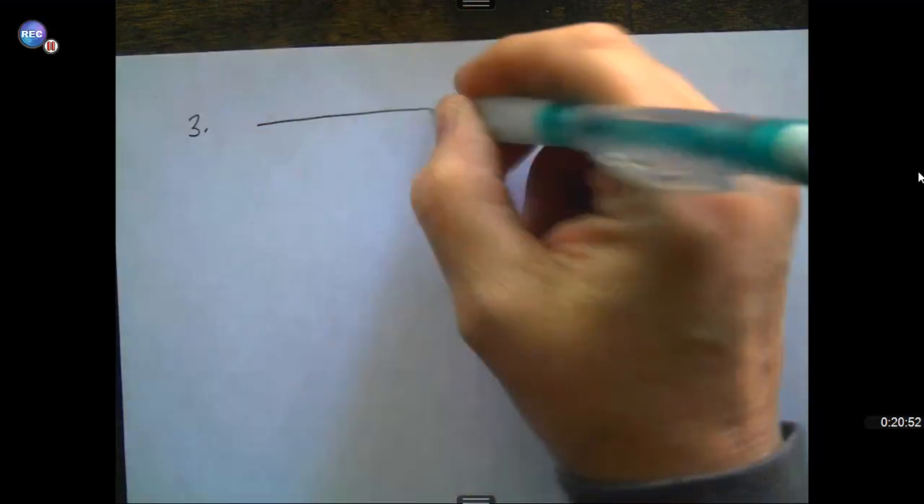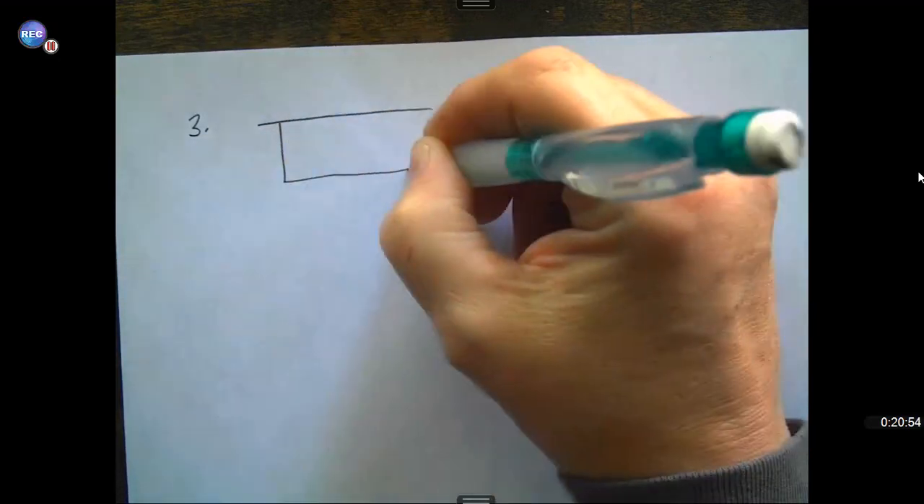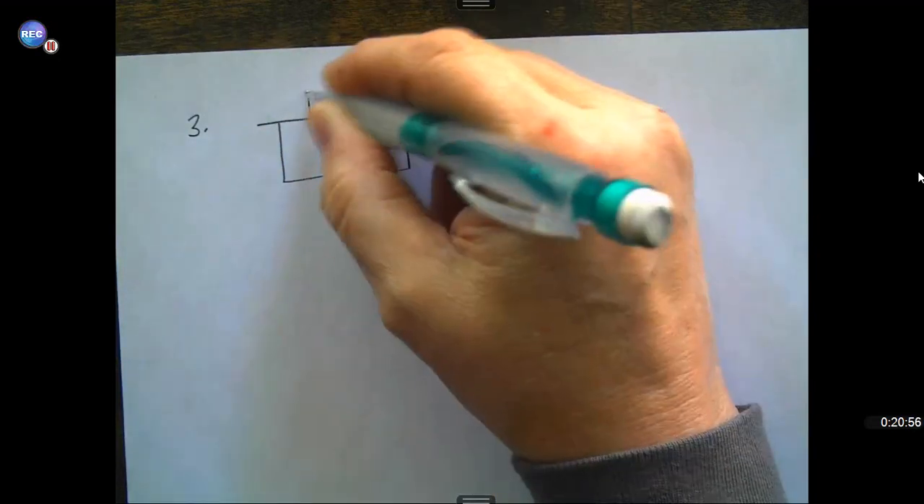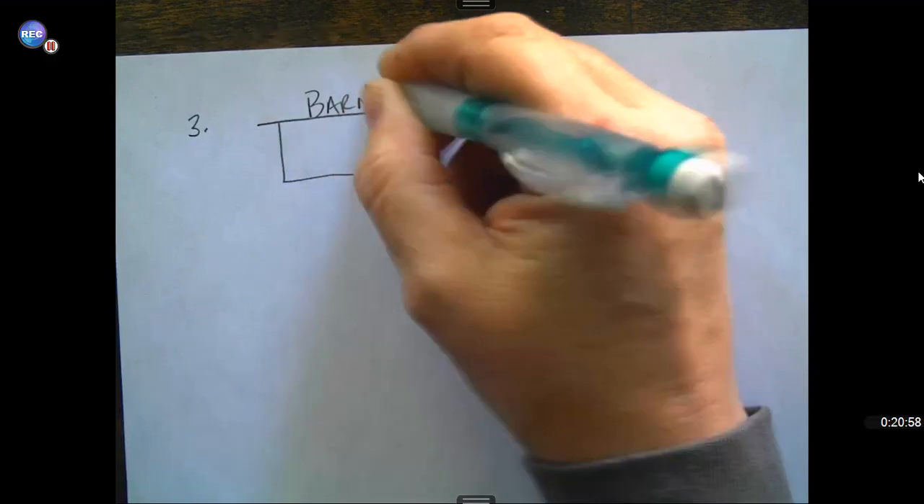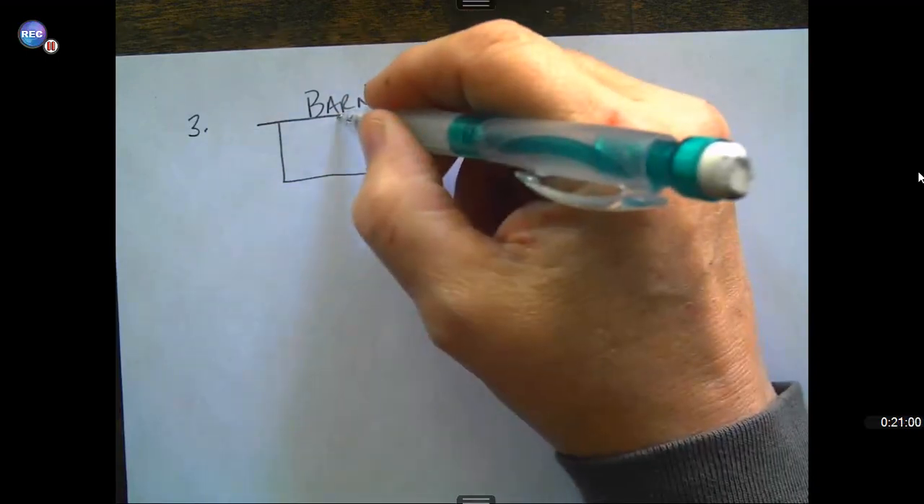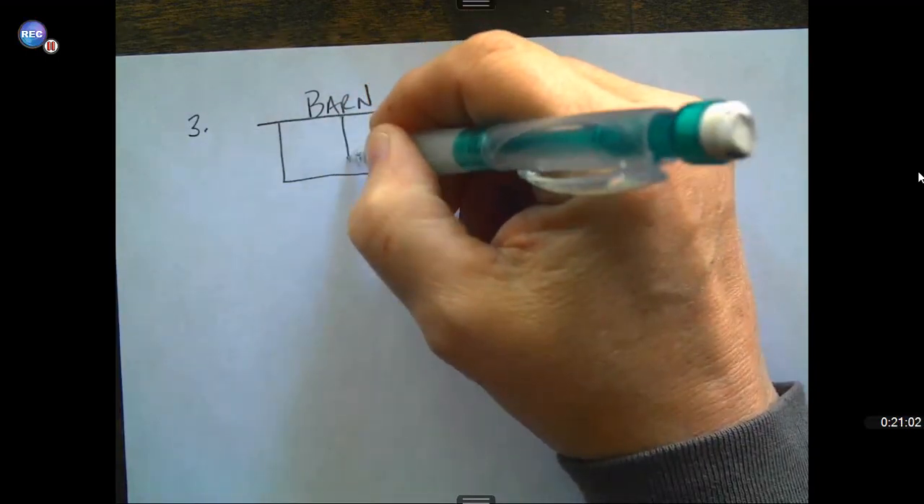Number 3, a rectangular enclosure subdivided into 3 congruent pens is to be made using a barn as one side. Gosh, this problem looks familiar. A barn is one side. Here's the barn. And 3 congruent pens. So, oh, that would be 2.